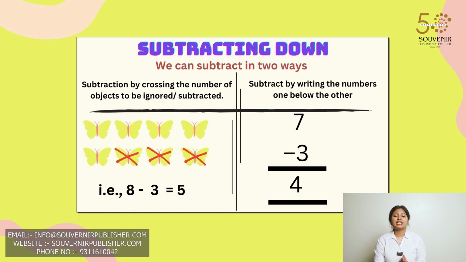Subtracting down, we can subtract in 2 ways. Subtracting by crossing the numbers on the object, or we can subtract by writing the numbers one below the other. For example, if we have 8 butterflies and we have to subtract 3 butterflies, we can cancel it by crossing it and we will get 5 butterflies. Similarly, subtract by writing the number one below the other. We have 7 minus 3. It will give us 4.